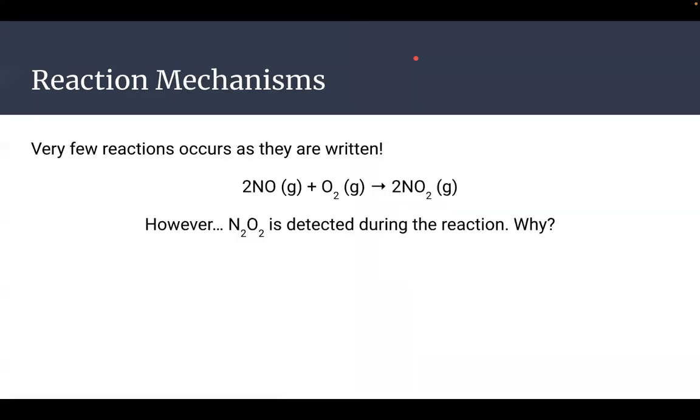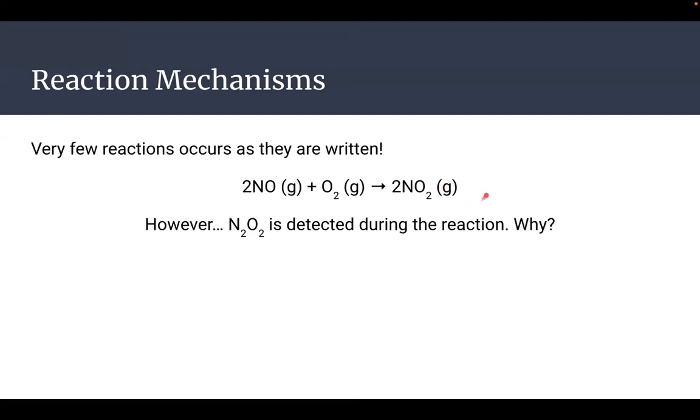So far in our chemistry journey, we have been given chemical reactions, just as one chemical reaction. However, very few reactions actually occur as they are written. So for this reaction here, we have two nitrogen monoxides reacting with oxygen gas to produce two nitrogen dioxides. However, if we actually did this reaction, N2O2 is detected during the reaction. But N2O2 isn't a product here. Yet I'm detecting it if I were to actually do this reaction in the lab.